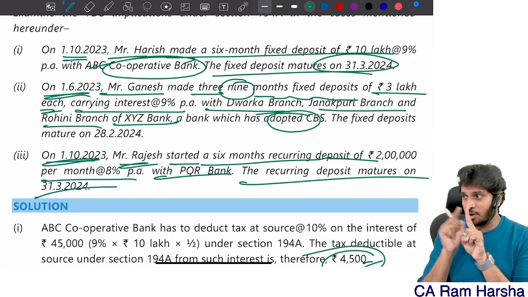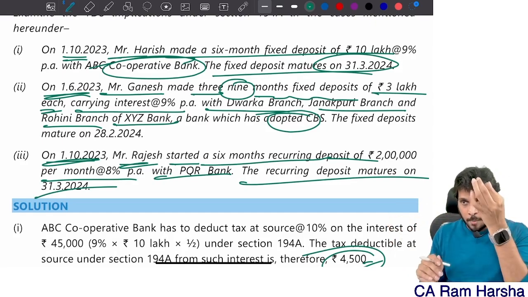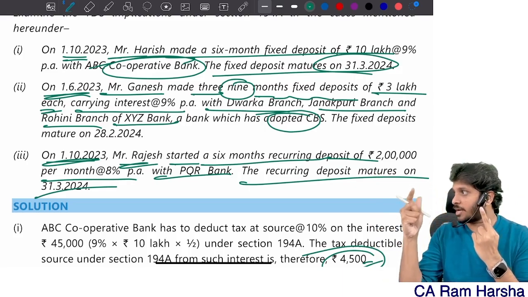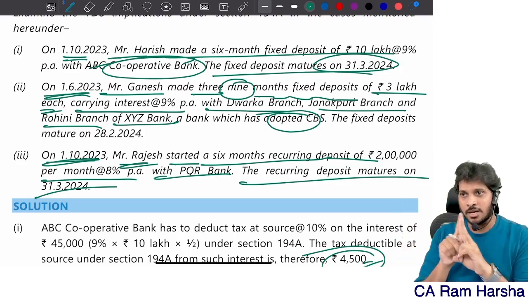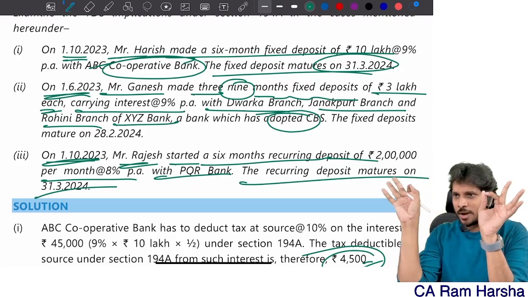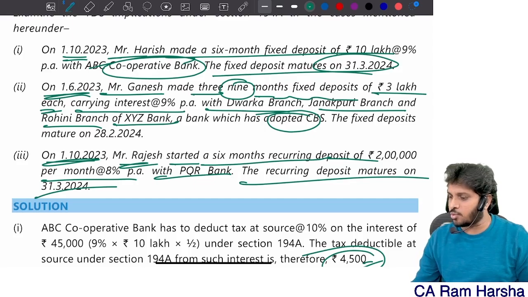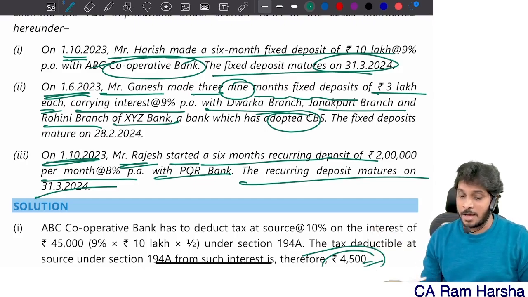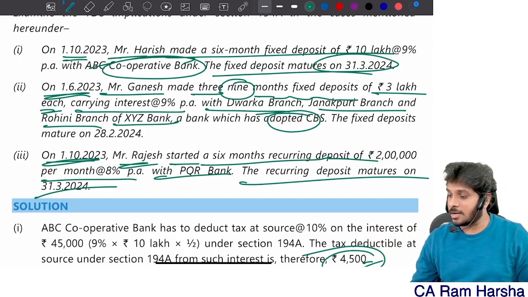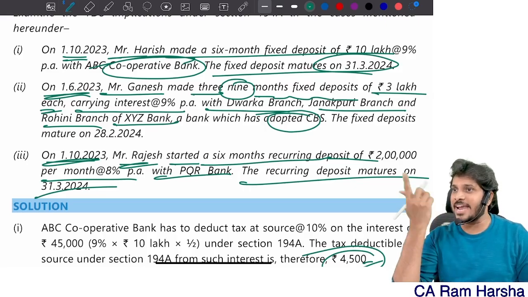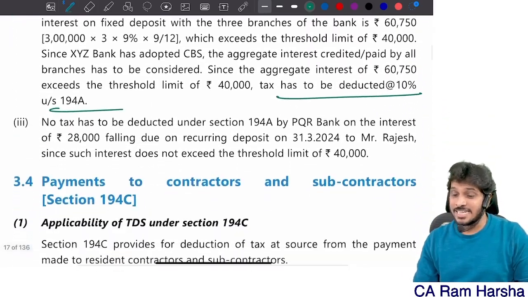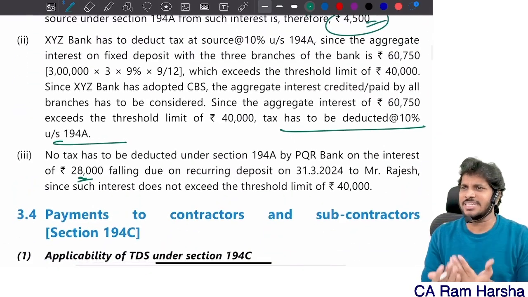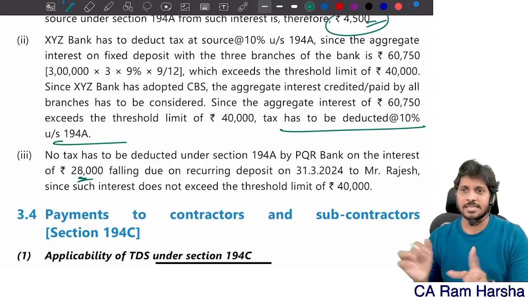When every month's deposit amount is equal, I can apply arithmetic mean: opening balance plus closing balance by 2. Yes or no? Opening balance on 1st October is 2 lakhs. Every month 2 lakhs is paid. By March 31st it is 12 lakhs balance. Opening is 2, closing is 12. So opening plus closing, 14 divided by 2, 7 lakhs is the average outstanding. Then 7 lakhs multiplied by 8% per annum. But remember, it is only for 6 months. 28,000 you will get. Since it is less than 40,000, no TDS. That's it. 194A is over.